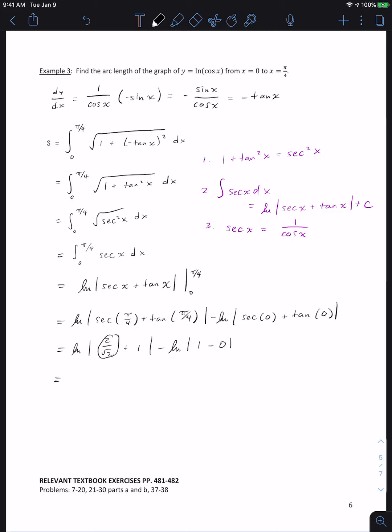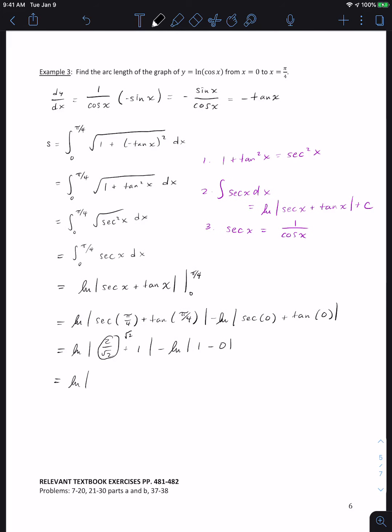Most people don't like radical or 2 over radical 2. 2 over radical 2 is equivalent to radical 2 if I multiply both the top and bottom by radical 2. So this becomes ln of the absolute value, but we can get rid of the absolute value because radical 2 plus 1 is positive. So ln of radical 2 plus 1 minus, well, what is this? This is ln of 1, which is 0. So this is our final answer here. It would be minus 0. All right? And that is approximately 0.881.